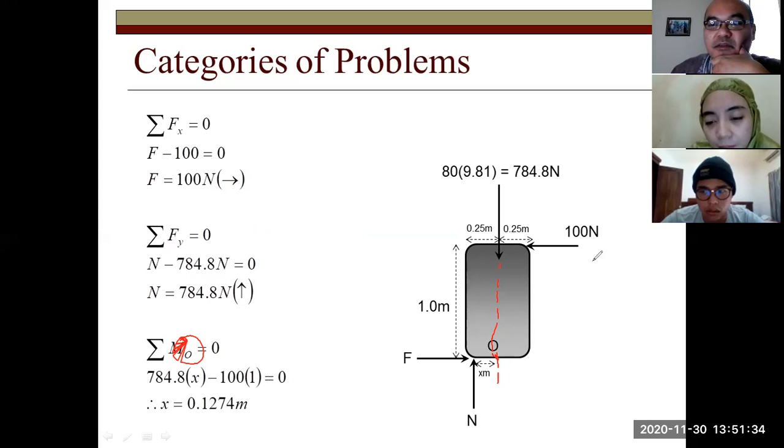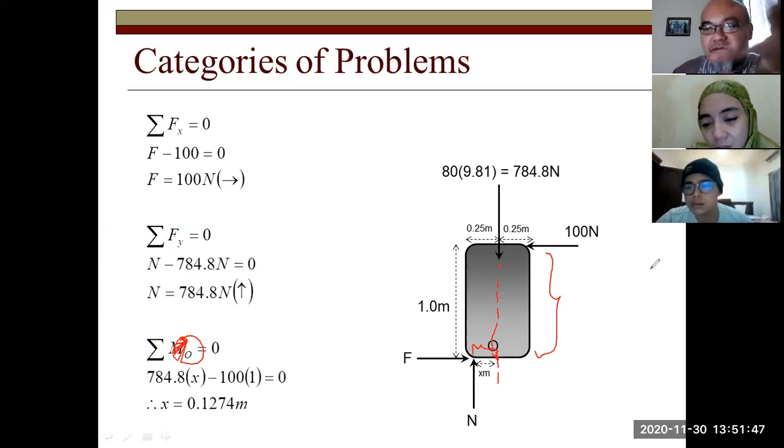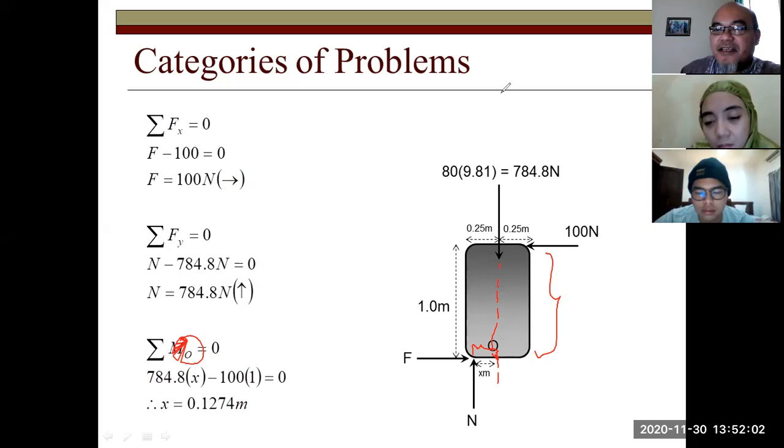So the contribution to the moment is just from this force and from the normal force here. From the weight, no, because it is times zero; the distance is zero. Remember the formula of moment in two dimensions.